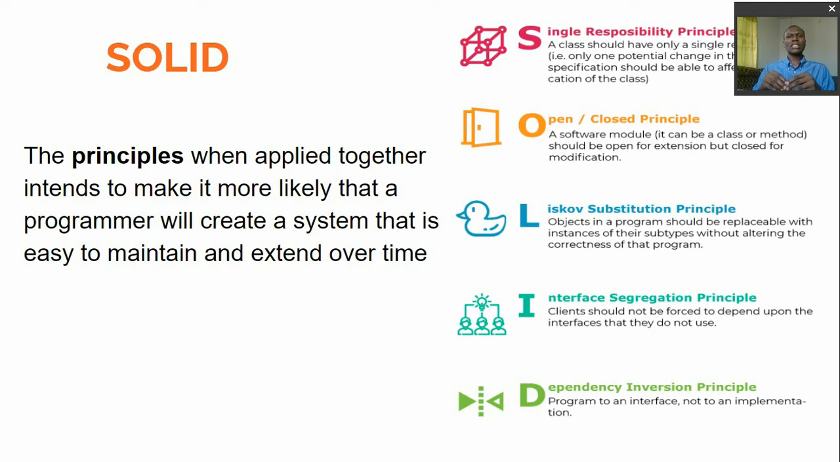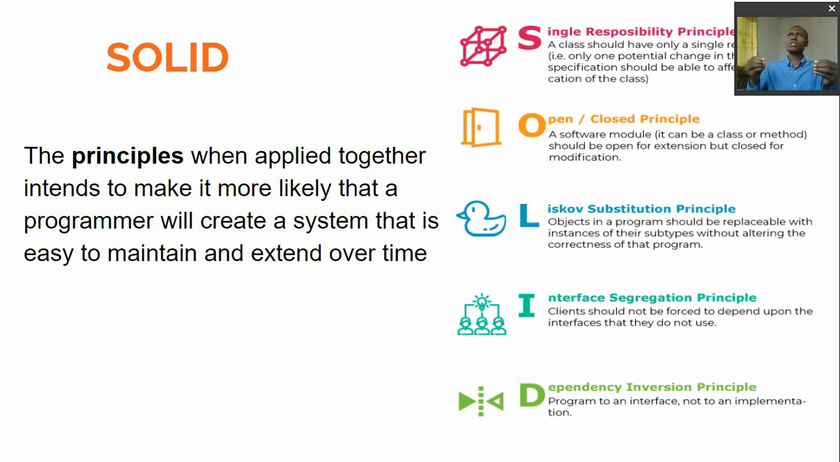Then we look at the Liskov substitution principle. This points to the fact that objects in a program should be replaceable with an instance of their subtypes without altering the correctness of the program. Without altering the correctness of the program. So objects in a program should what? Should be replaceable with an instance of their subtypes. In other words, just as it implies, substitution principle.